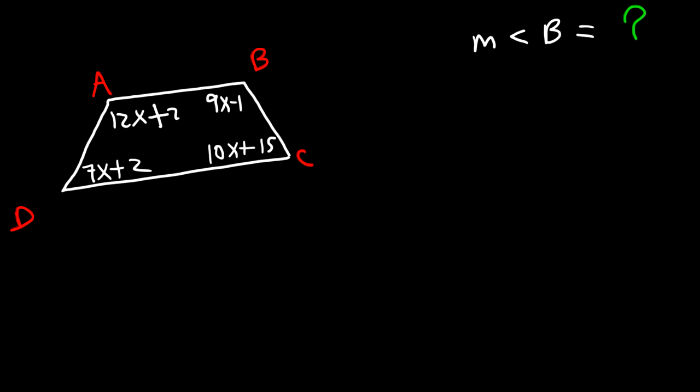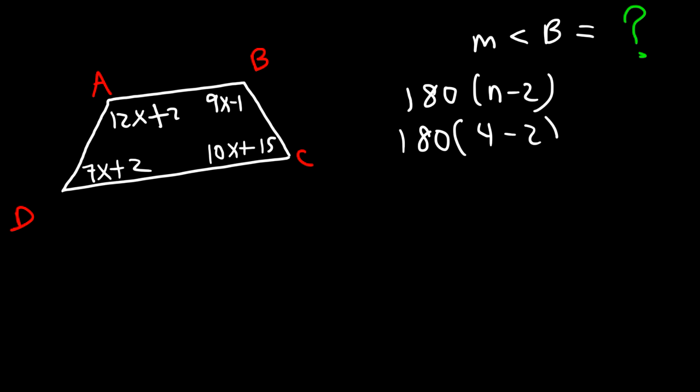Feel free to pause the video and try this problem. Using what you know, find the measure of angle B. In order to do that, we need to find the value of x first. So how can we calculate the value of x? Now, if you recall, what is the sum of the interior angles of a quadrilateral? The sum is 360. It's 180 times (n minus 2), where in this example n is 4 since we have a four-sided figure. So 180 times 2 is 360.